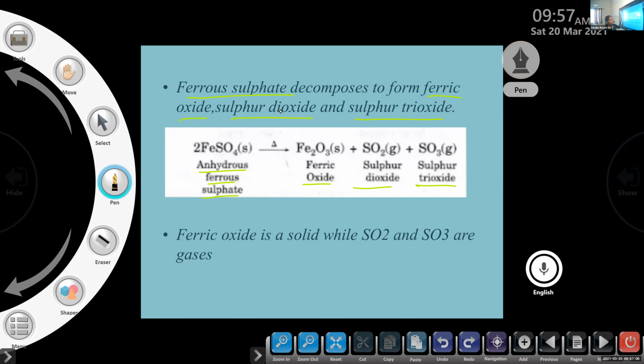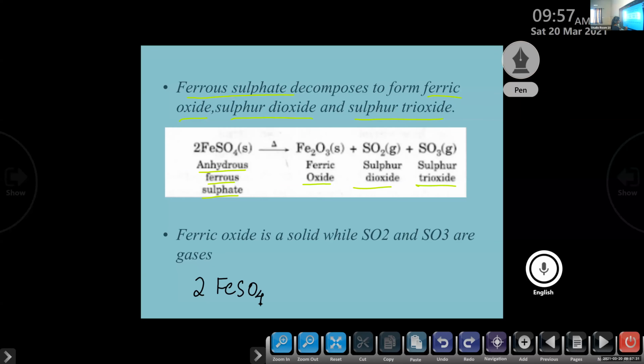Is this chemical equation clear for you? Can you explain the equation once more? Yes or no? Please tell me. Ma'am, the equation is not clear. Okay, I will write it once again.